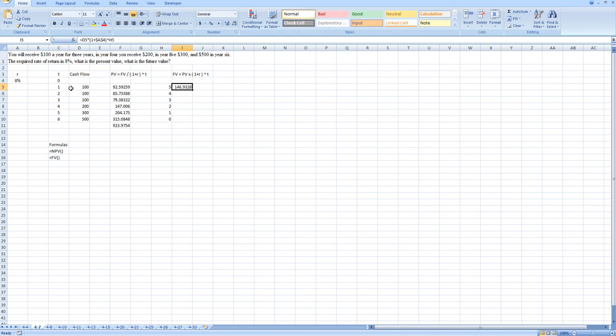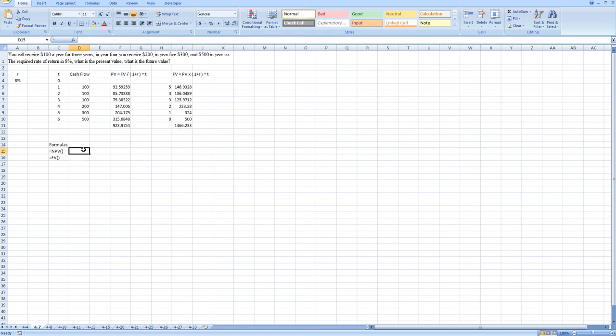So we can see that the cash flow that we receive at the end of year 1 will grow to $146.93 by the time we get to year 6. We can simply add these values, and we find that we will have a future value of $1,466.23, maybe 24 cents, at the end of year 6. That's if we receive the cash flows at each of the respective periods and then invest them at 8%.